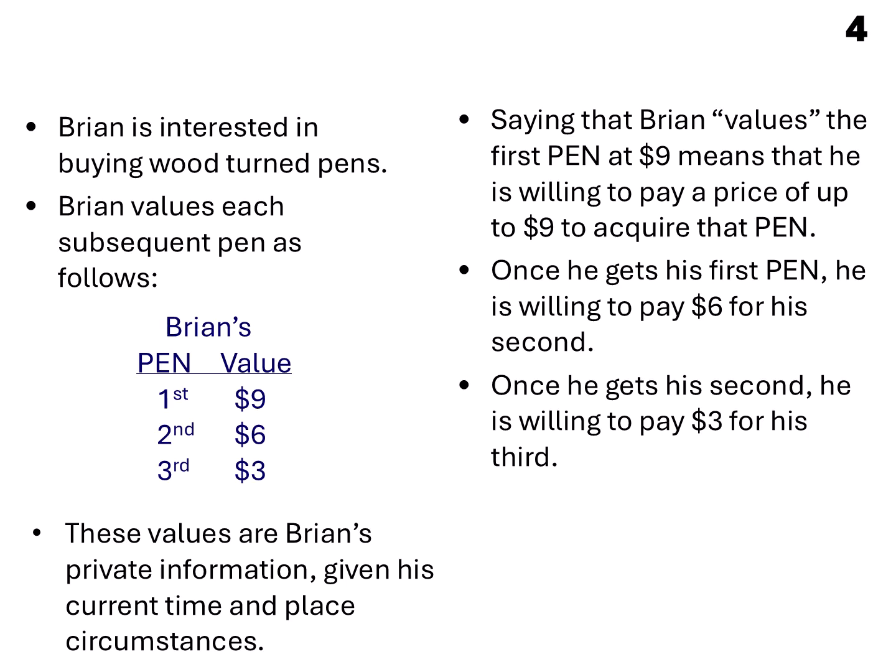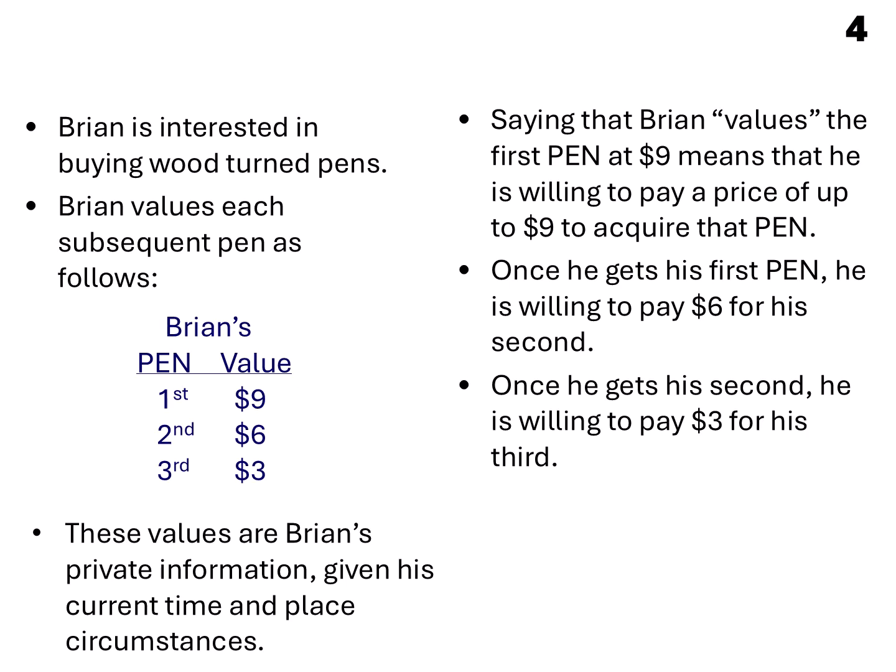The first pen has a reservation value of $9. This simply means that Brian would be willing to pay up to $9 for his first pen. Once he owns a pen, the reservation value of owning a second commission pen falls to $6, and a third pen has a reservation value of $3. This decline in reservation values reflects the fact that Brian gets less value from owning additional pens.